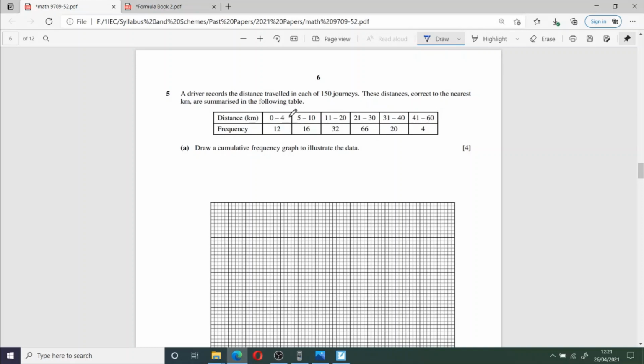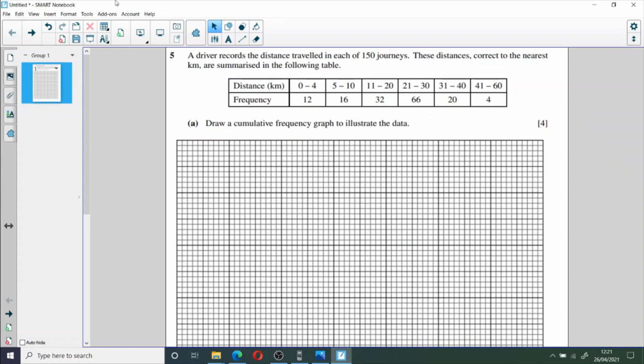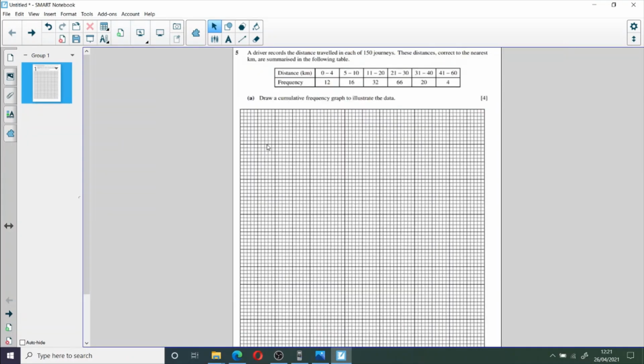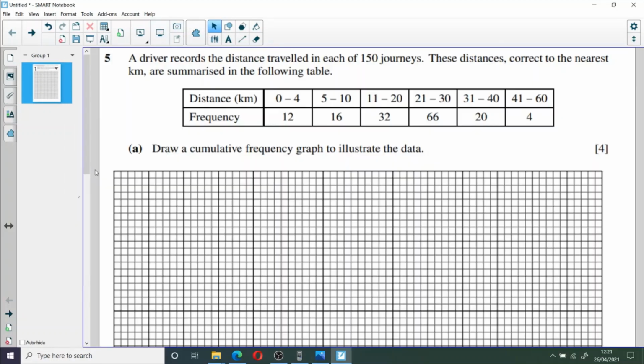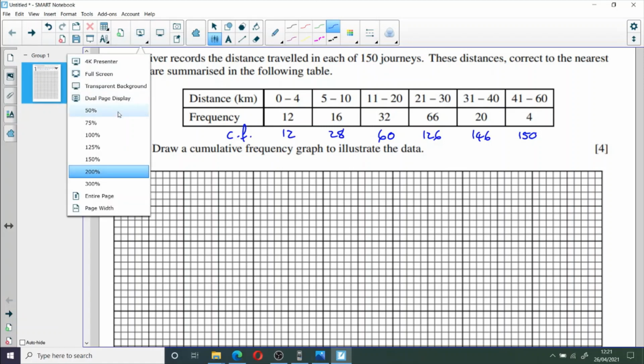It is worth noting that these do not overlap, so we're going to need to use 4.5 here as our upper class boundary. So for this, I'm going to use a slightly different software. And first of all, let's work out our cumulative frequency, because we're only given our frequency. So that's the first thing to notice. So our cumulative frequency is 12, add 16, 28, add 32, 60, add 66, 126, 146, 150, which sure enough adds up to what we were told it should.